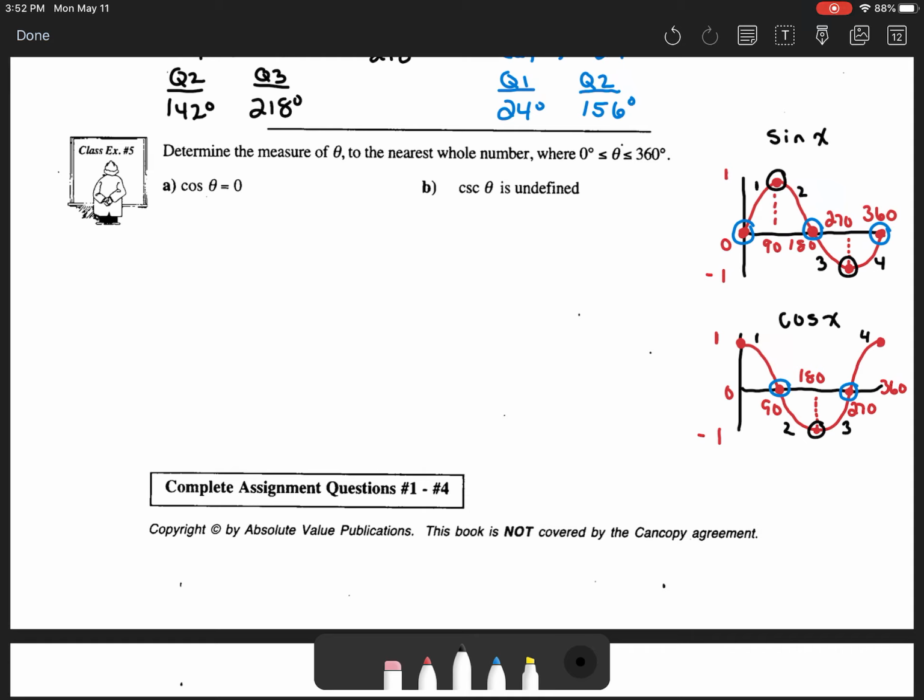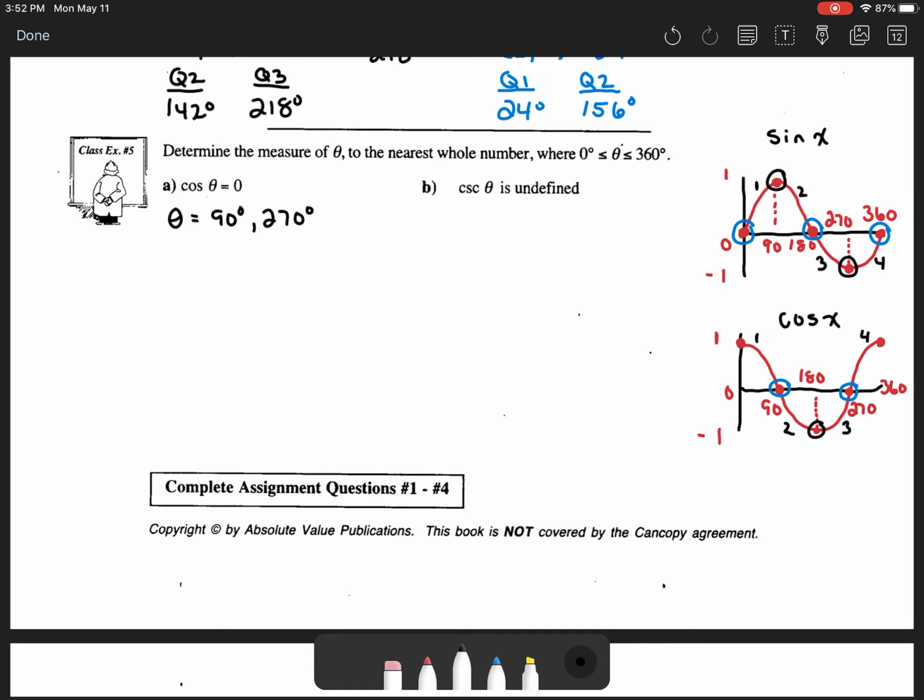Knowing those two graphs helps a lot, and you'll see right here, because what's the first question? The first question is, where does cos of theta equal 0? Well, look at your graph. There are two places where the cosine graph equals 0. It equals 0 when theta is at 90 degrees and when it is at 270 degrees. So if I know the graph, boom, just like that, I know the solutions they are looking for.